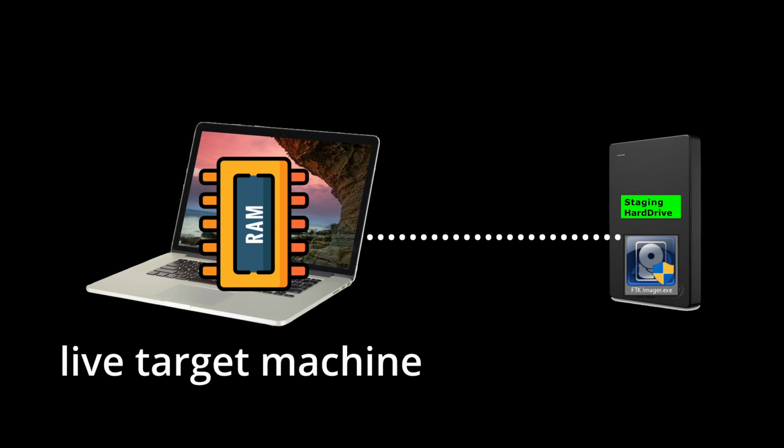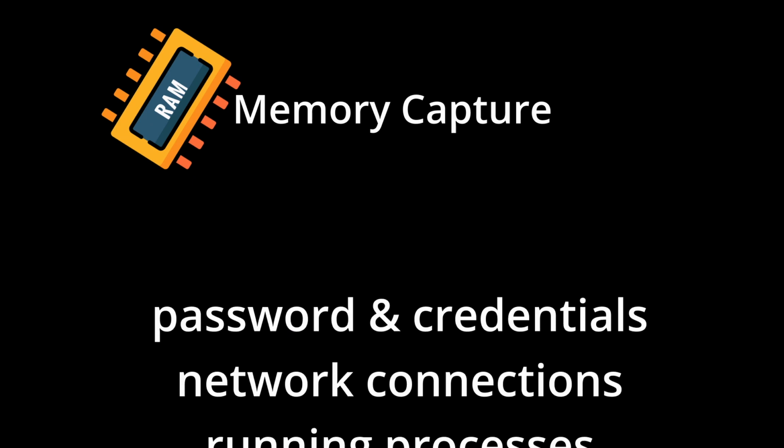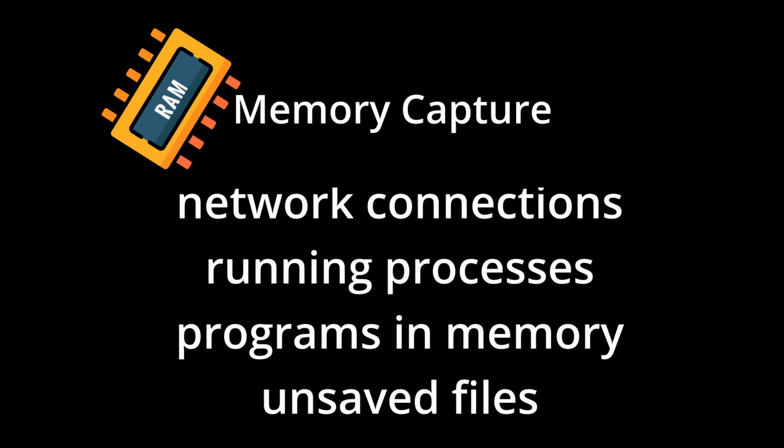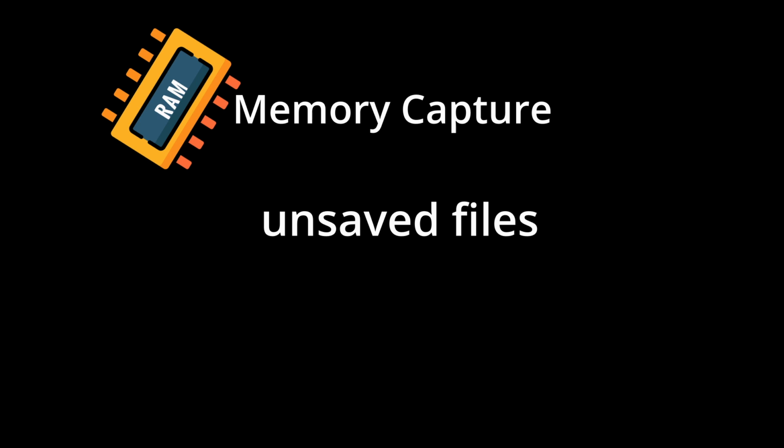One of the most useful functions in FTK Imager is the memory capture feature. In incident response, it is critical that we capture the memory of the running system. This is because there could be passwords and credentials within memory. The network connections are captured in there, running processes, programs that are only resident in memory, such as certain viruses, unsaved files. So all kinds of very important things are in memory.